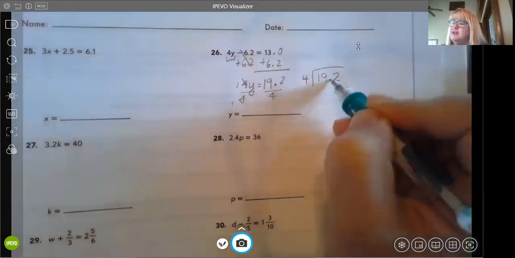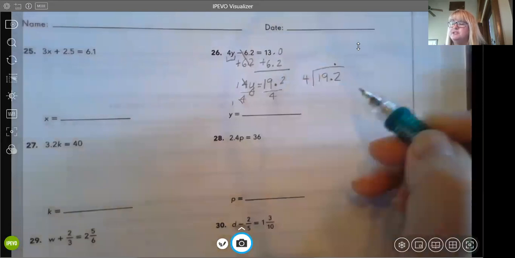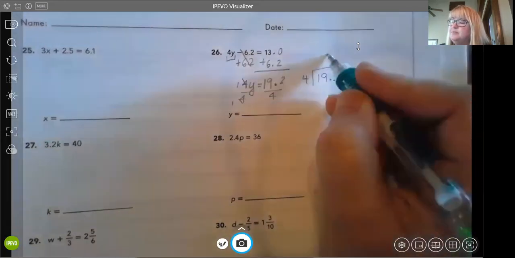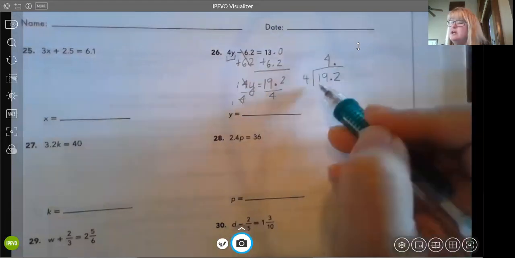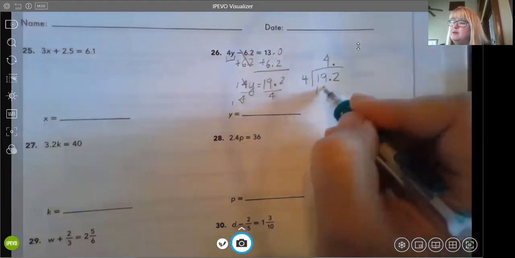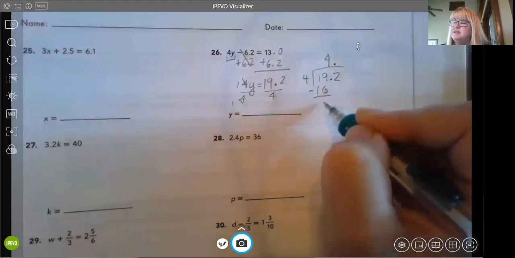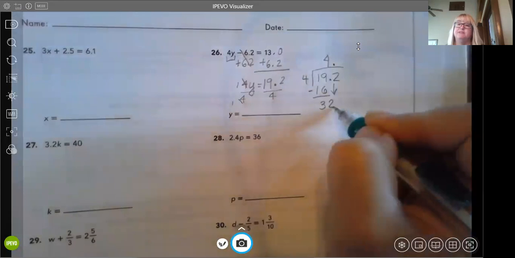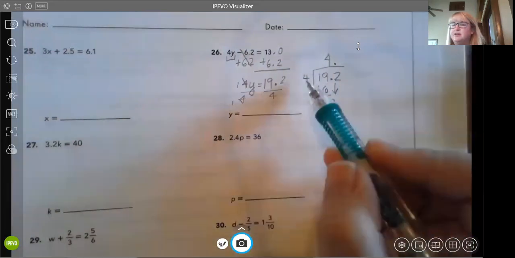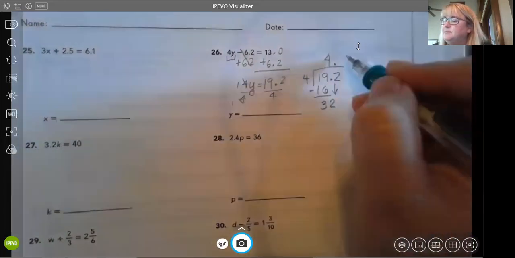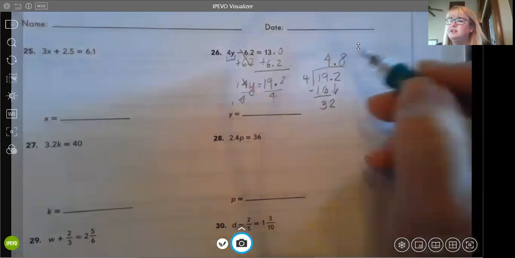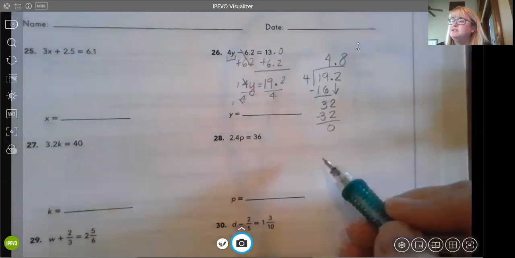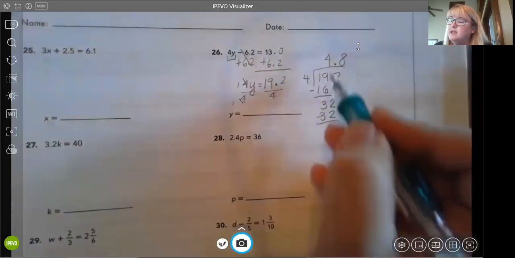I'm going to bring my decimal up and then just ignore it. 4 does not go into 1, but it goes into 19 4 times. 4 times 4 is 16. 19 minus 16 is 3. And then we bring down our next digit, which is 2. And then we start over. 4 goes into 32 8 times. 8 times 4 is 32. 32 minus 32 is 0. So y is 4.8.